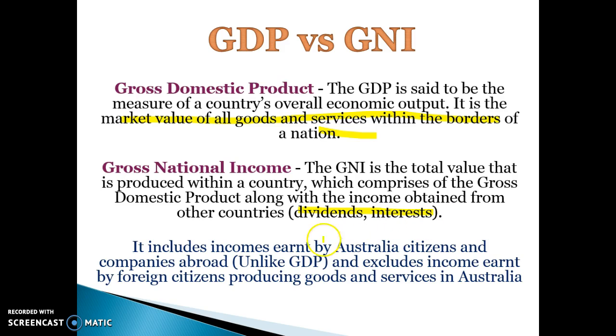But it also includes incomes earned by Australians that are living overseas. So if I set up a business overseas, that would be included within our gross national income, but not our gross domestic product. Okay, if someone from Japan comes over and works in Australia, that would be included in our GDP, but not our GNI. Okay, because they're not an Australian citizen.